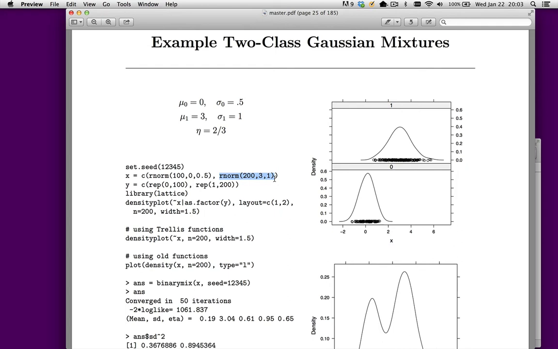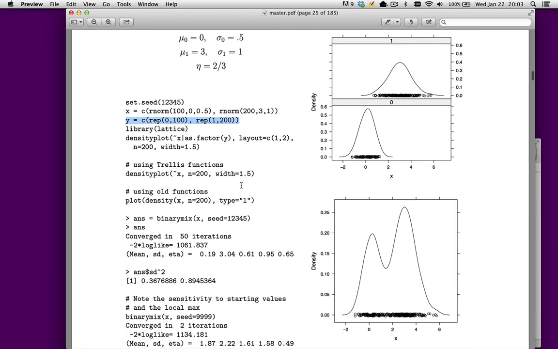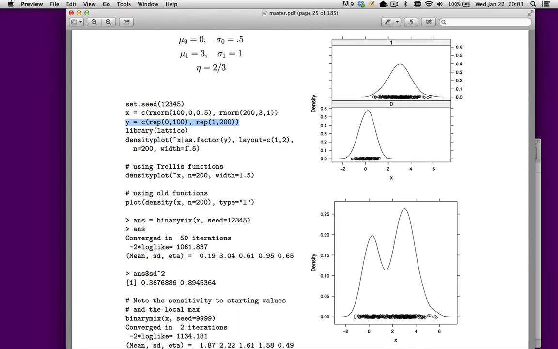Now, just for illustration purposes, I'm going to record the labels. In real life, you don't get to see these. To create these graphs, I used Lattice. And so the plot up here was created with this command. We want to create a density plot of x, and we want to break it out by y. And so that's how I broke it out.